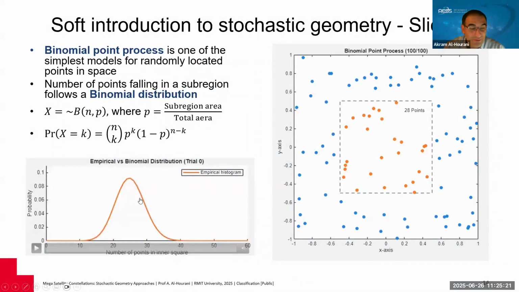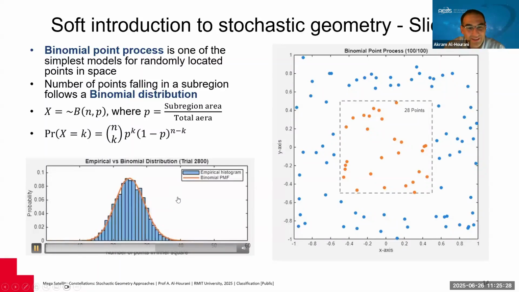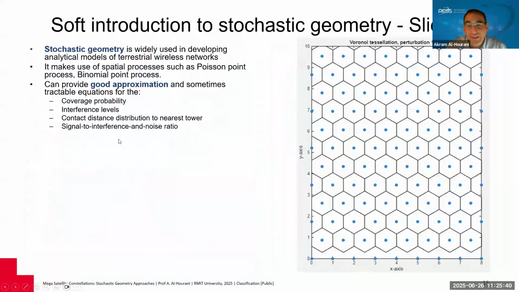So to make you believe me, I repeated this experiment many times. I'm not going to do it now; I'm going to click play. This experiment was repeated 5,000 times, and you can see that the empirical histogram follows exactly the probability mass function of the binomial distribution. Now, how is that related to satellites? I'm going to get there. First, let me show you how it is related to terrestrial networks.